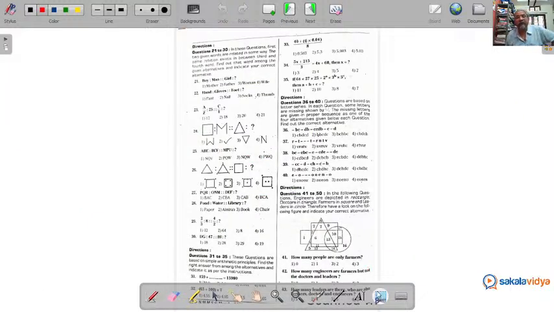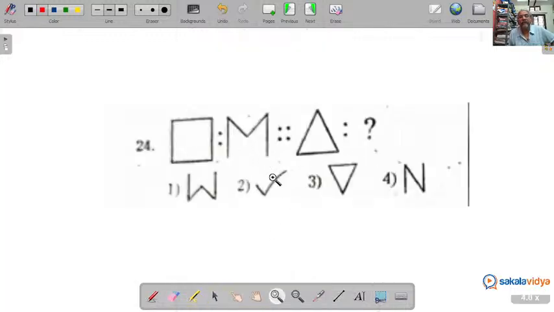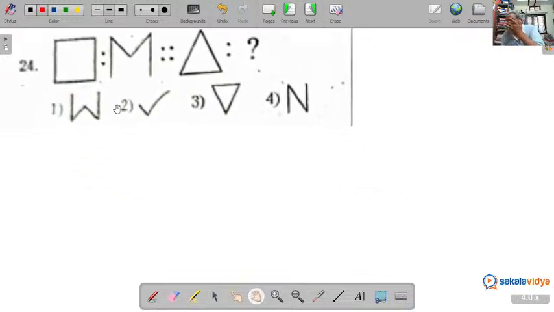24th question. 24th question is based on figure. Okay, figure analogy. No problem. You can easily find out. Don't worry. See, this is actually a four-sided figure. Sir, it's open, closed figure only. Open figure, this is closed figure. It must be open figure. That's only. But the pattern we need to observe.